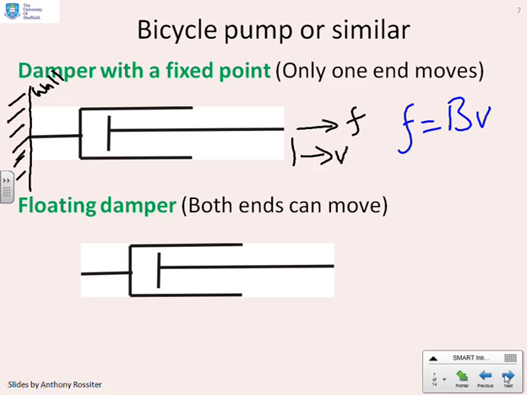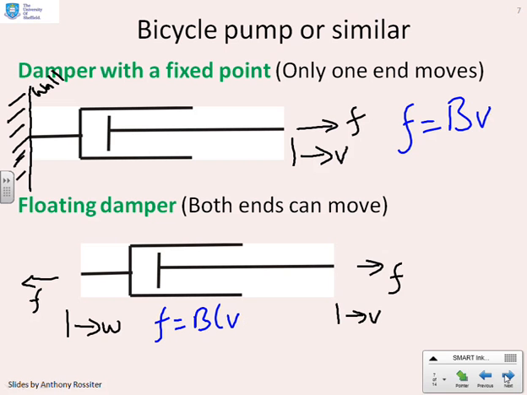What happens, however, if I have both ends free? Now it's implicit I've got the same force at both ends from continuity. This end might be moving with velocity v, and the left-hand end might be moving with velocity w. So in this case, the equation you're going to get is F equals B(v minus w). So the friction force from this damper actually depends on the relative velocity of the two ends. And so you'll notice there are two different types of damper here: are both ends free or just one end free? And that affects how we include them in a model.